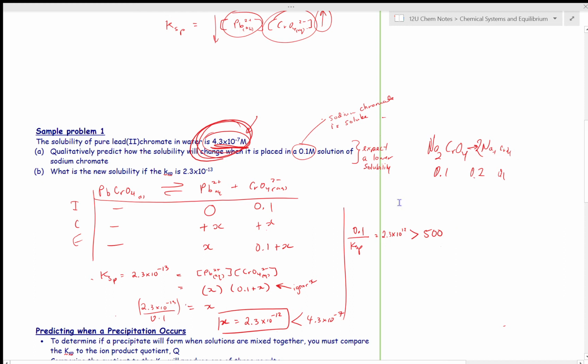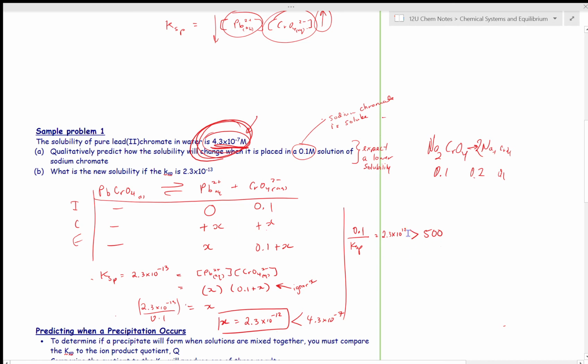Now we check it against 500. I have seen textbooks that check it against 100, and I've seen textbooks that check it against 300. The larger the number you check this against, the more accurate your answer will be. This is basically saying that this x value is at least 500 times smaller than the 0.1. Obviously in this particular case it's a lot smaller, but whatever number you use, it tells you it's at least that much smaller.